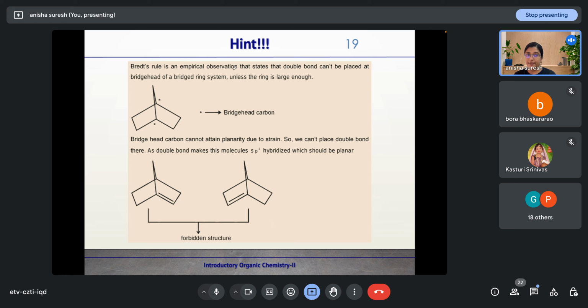Bredt's rule is an empirical observation that states a double bond can't be placed at the bridgehead of a bridged ring system unless the ring is large enough. The bridgehead carbon cannot attain planarity due to the strain. So we can't place a double bond there, as a double bond makes the molecule sp2 hybridized, which should be planar. Since this is not a bigger ring system, even if a double bond is forming, it cannot attain planarity. So that is why an alkene at the bridgehead is not favored. So according to Bredt's rule, bridgehead alkene is not favored.